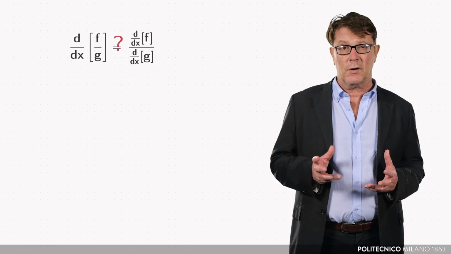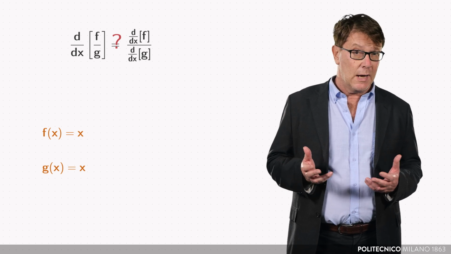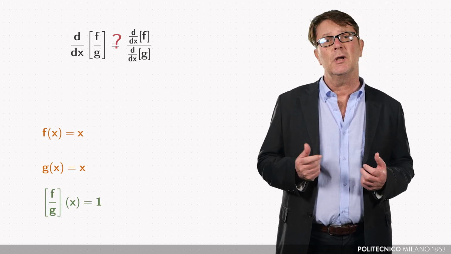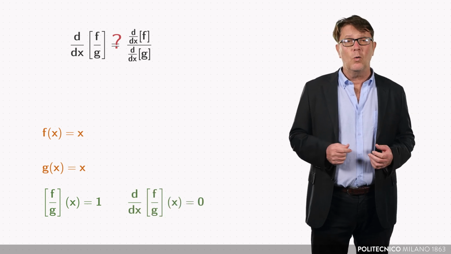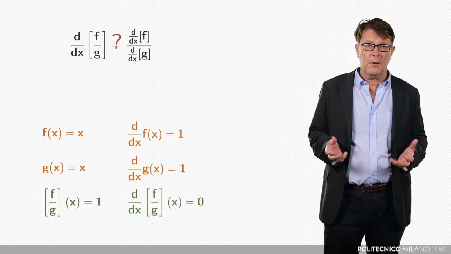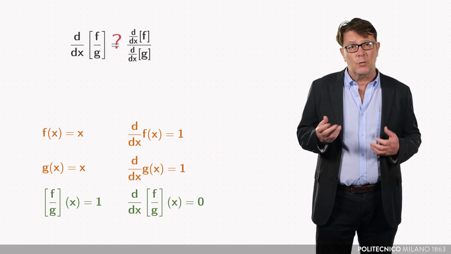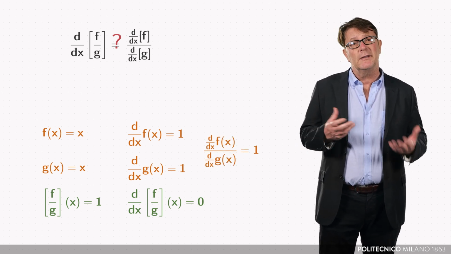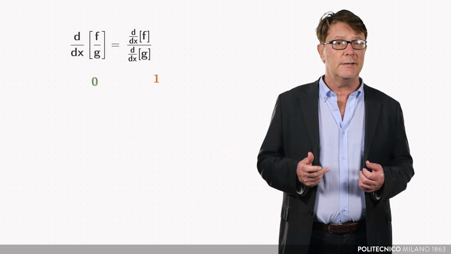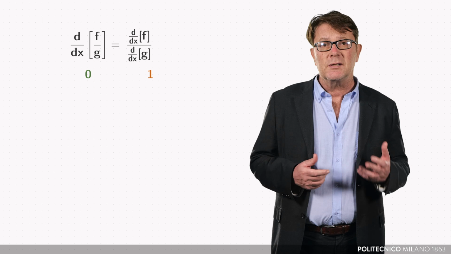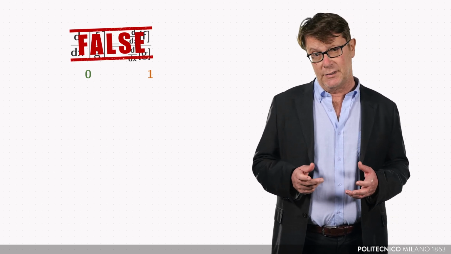In fact, consider, for example, both f and g equal to x. Then f over g is the constant function equal to 1. The derivative of a constant is 0, while the derivative of x is 1. And therefore, the derivative of f over g is 0, while the quotient between the derivative of f and the derivative of g is equal to 1. Clearly, these are two different functions, so it is not true that the derivative of the quotient is the quotient of the derivatives.